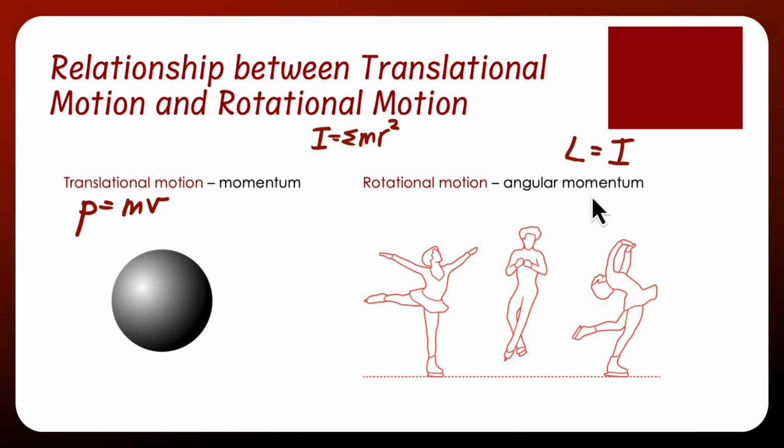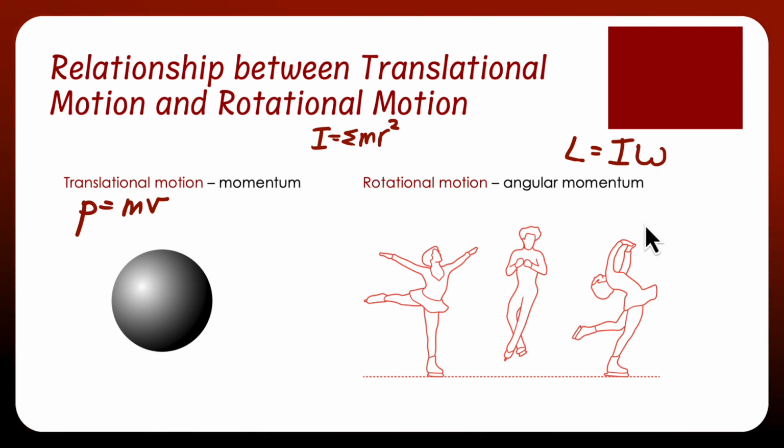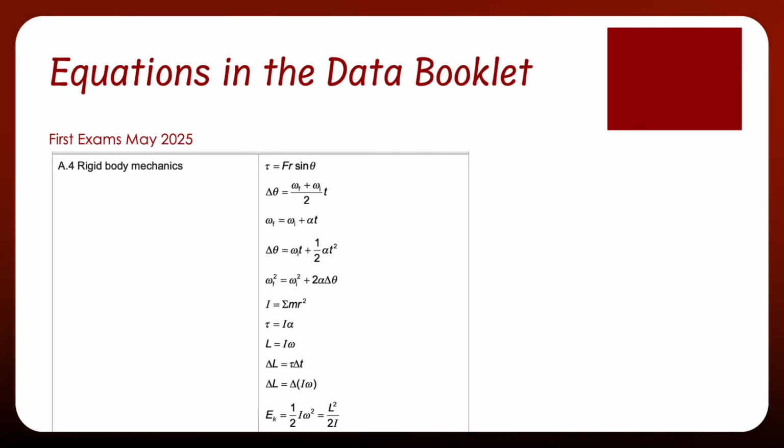And then instead of having just a velocity, I'm going to have an angular velocity, so I use the letter omega rather than the v. Depending on how fast it's spinning will depend on how much angular momentum I have. So if you take IB Physics, these are the data booklet equations we have for the exam starting in May 2025. And here is the one I just derived for you for rotational motion.